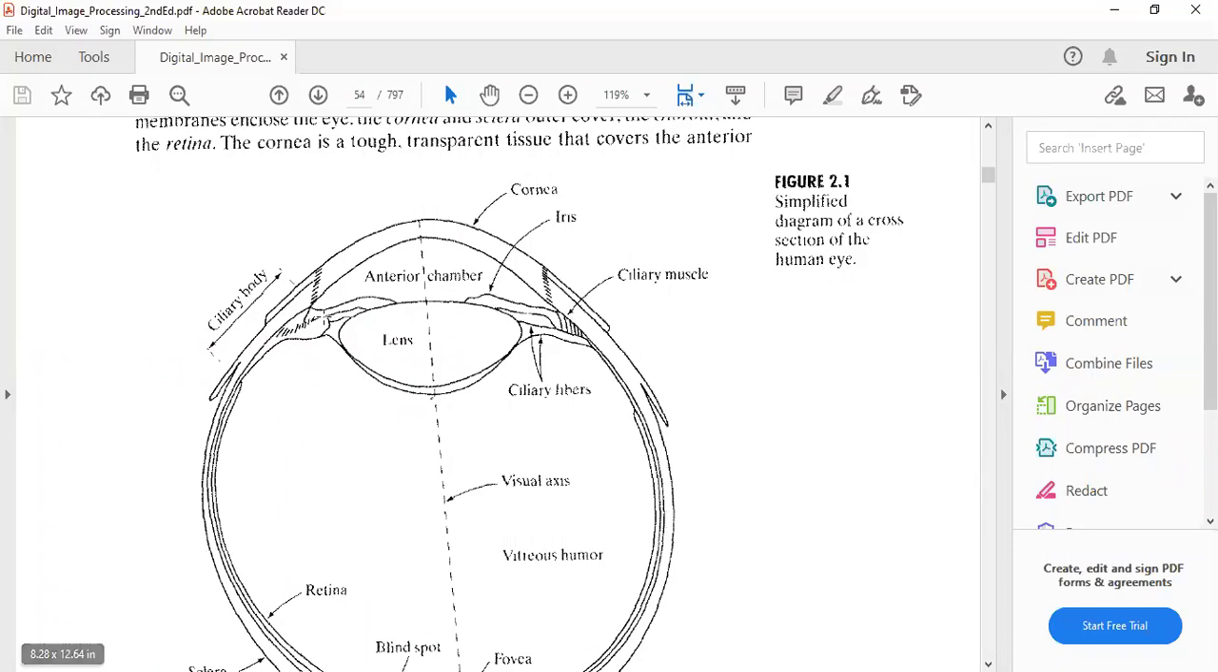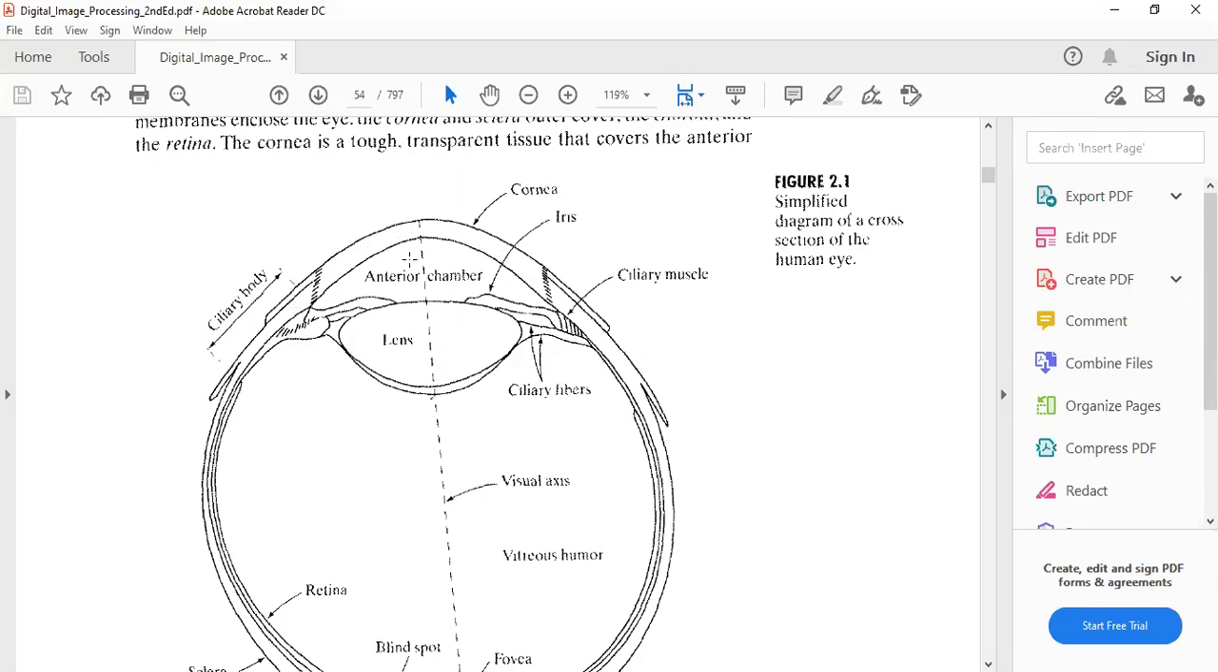Okay, is it clear? Transparent means what? It will allow light to pass through it, whereas an opaque membrane is a membrane which won't allow any light to pass through it. Example, the white part of a human eye won't allow any light, whereas your cornea, the black circle you have in your eye, will allow the light to pass through it.